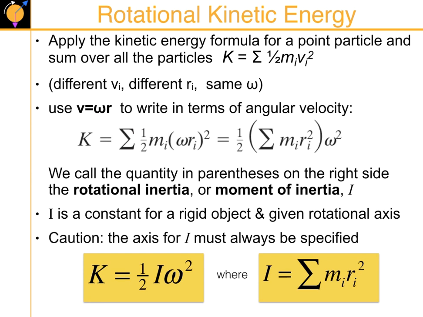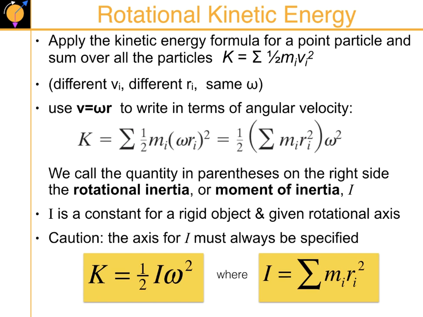If I plug that in for v, I end up with 1/2 m omega squared r squared, and what I can do is collect together the masses and the radii of each particle and pull out the omega, because they're all rotating together around the axis. So now we have 1/2 times this quantity times omega squared. We're going to call the quantity in parentheses the moment of inertia, though another word for it, and the textbook I believe uses, is rotational inertia.